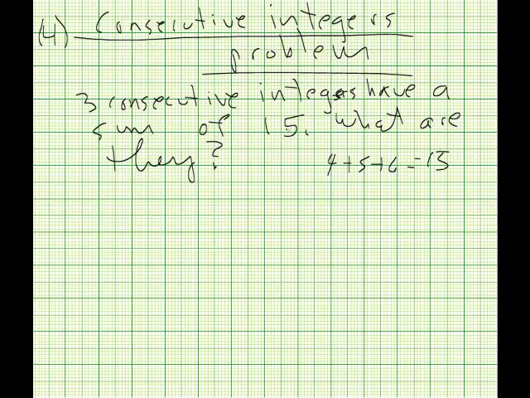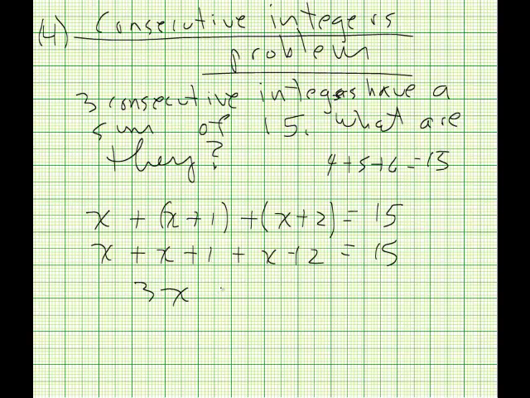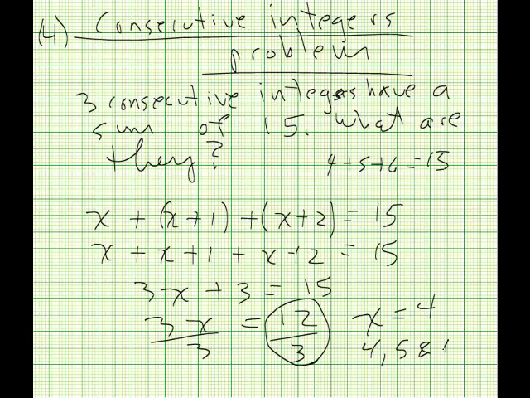Let's see if it works. Okay? First one is x, plus x plus 1, plus x plus 2 is equal to 15. I can remove the parentheses. Combine like terms. Subtract 3 from both sides. Divide both sides by 3. And this shows that x is equal to 4, because 12 divided by 3 is 4. This means the consecutive integers are 4, 5, and 6. And that, ladies and gentlemen, is how it's done.